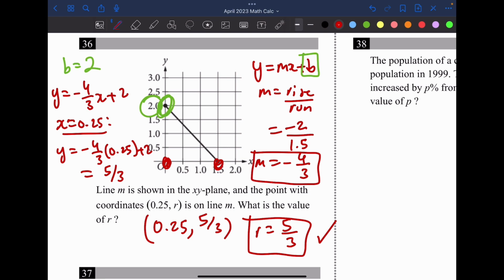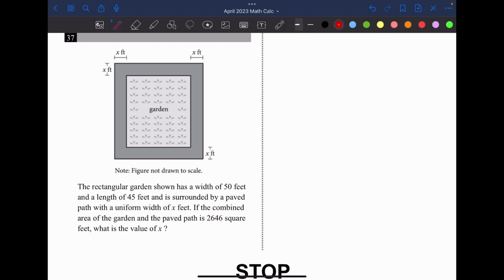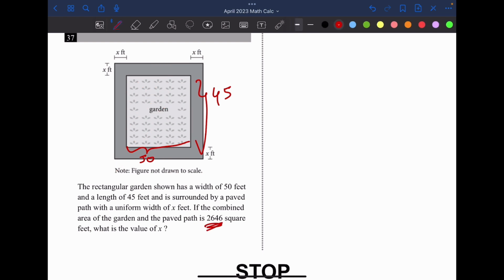Okay, that's question 36. Question 37, here we have a garden, I guess because it says it here. And then it says, the rectangular garden shown has a width of 50 feet. So I guess this over here is 50 feet. Okay, and the length of 45 feet. So this length is 45 feet, and obviously the figure is not drawn to scale, so we don't try to measure it. Okay, after that it says if the combined area of the garden and the paved path has a width of x, kind of like this. But yeah, if the combined area of everything that you see here is 2646, what is the value of x?